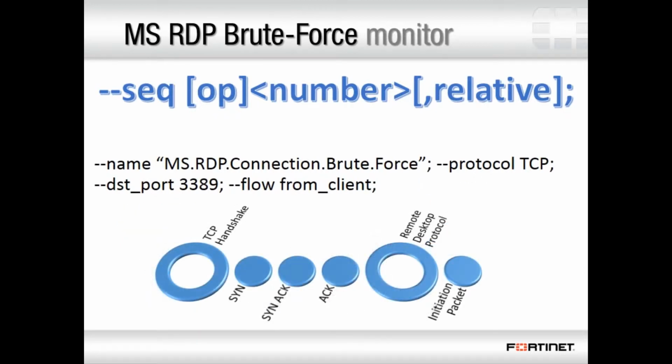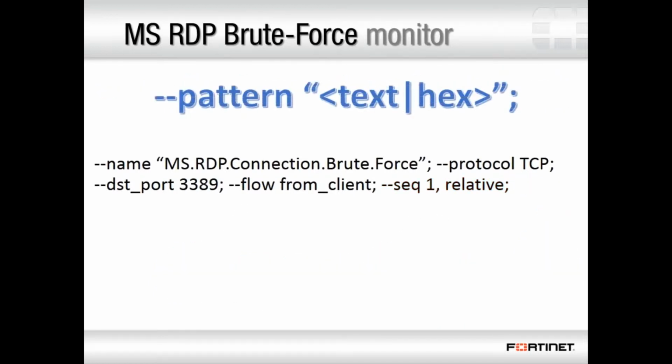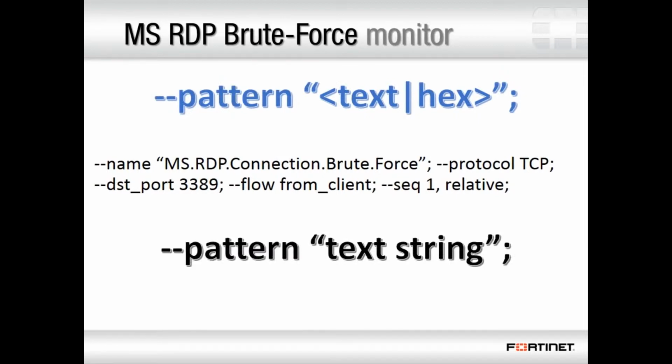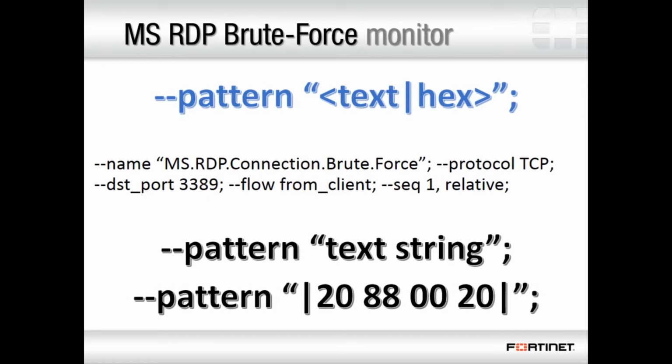The syntax to detect a packet's sequence number allows matching for a single packet or a range of packets. The MS-RDP connection is initiated in the first packet sent following the TCP handshake. To detect the first packet, we write sequence value 1 along with keyword relative to signify this value is an offset rather than an absolute number. The pattern option can be given both text and hexadecimal string values, which are surrounded by double quotes, with hex values bracketed by vertical pipes.